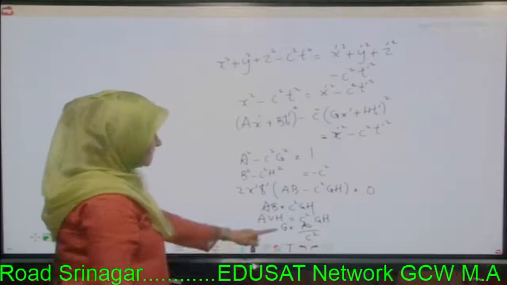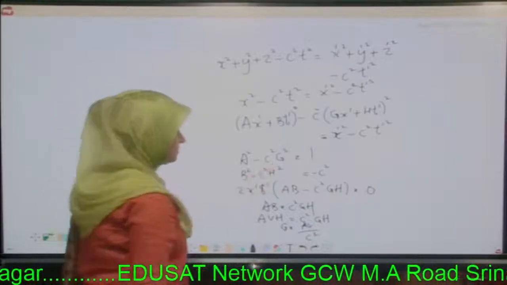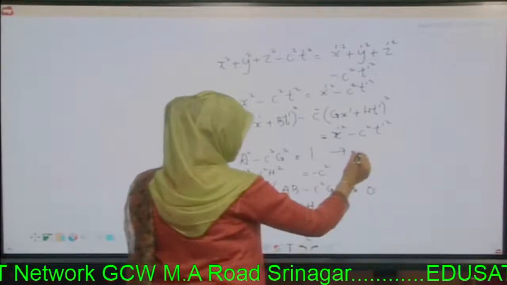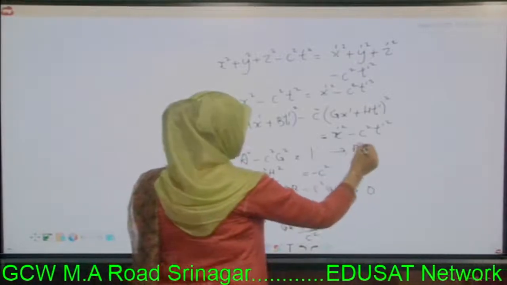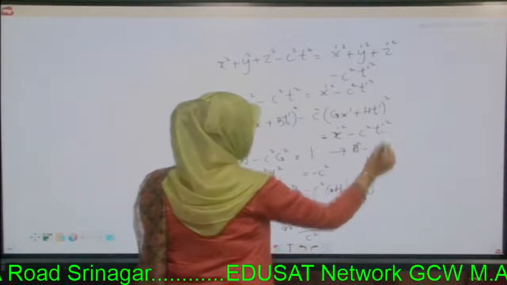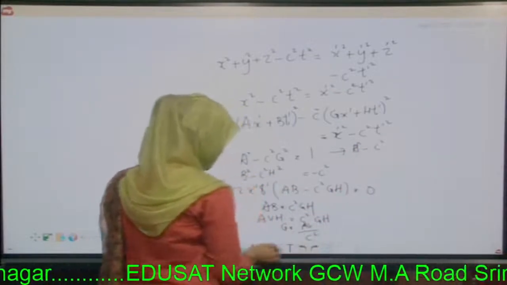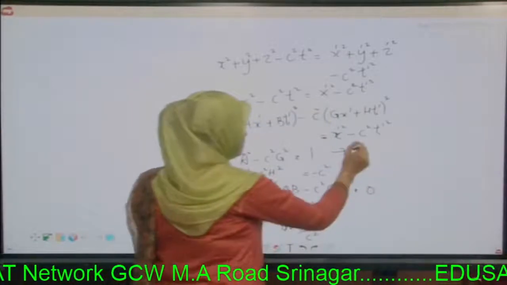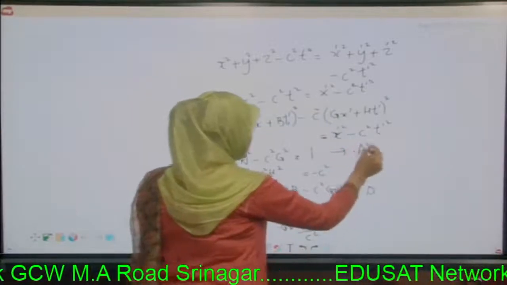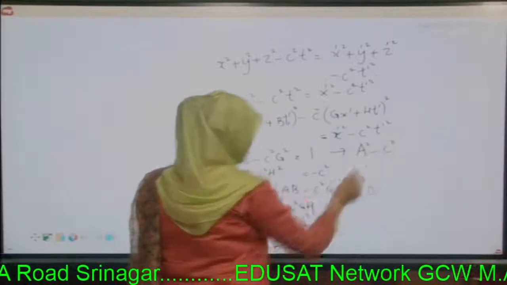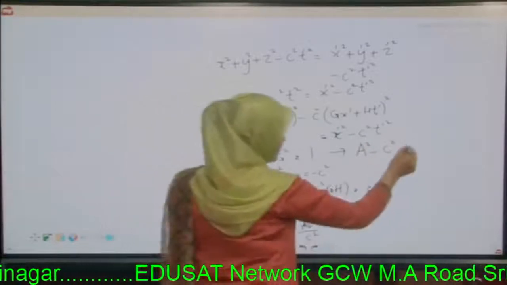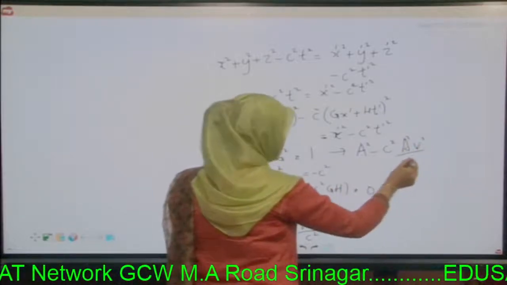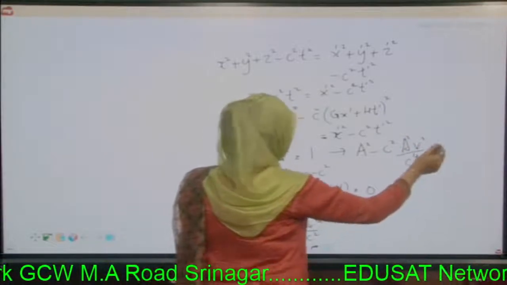Now once you obtain this c, you can substitute it here. So what do you get? You get a square minus c square. Just a minute, I'll try to do it. So it will be a square minus c square, and for g square I will write this, that is a square v square by c^4, is equal to 1.